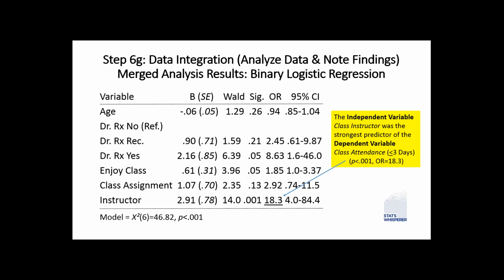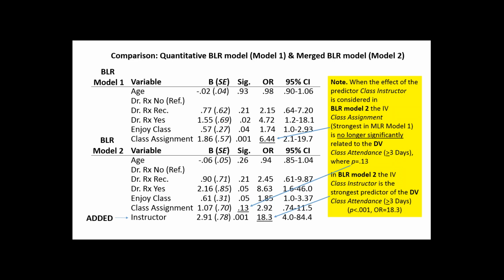You see the same thing with the binary logistic. So we put the instructor in the binary logistic. That becomes the most significant predictor of attending class 3 days or more. So people that get Ms. Albright are 18 times more likely to attend class 3 days or more. And then if you compare the two models again, in model 1, this was the strongest predictor, statistically significant, and 6.44 times more likely that people go to class 3 days or more. But in the second model, that middle blue arrow also indicates now class assignment is no longer significantly related to class attendance, right? So here's what you need to keep in mind.